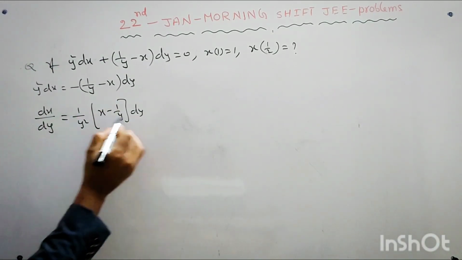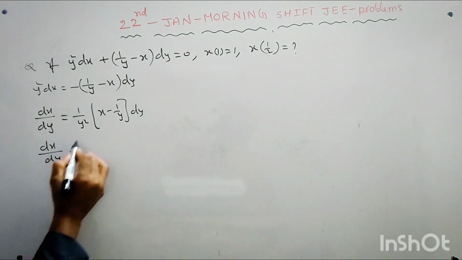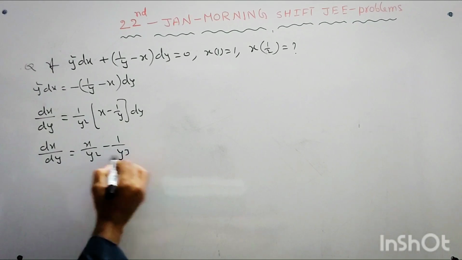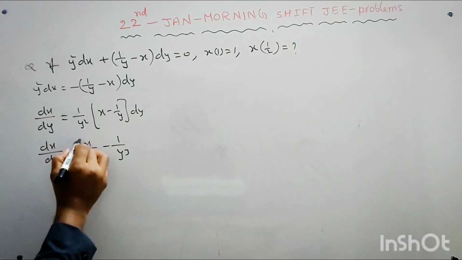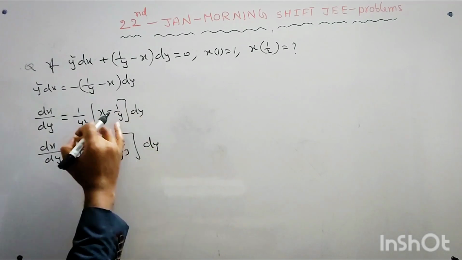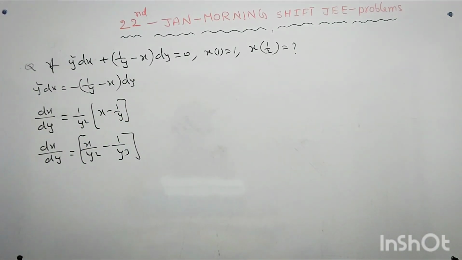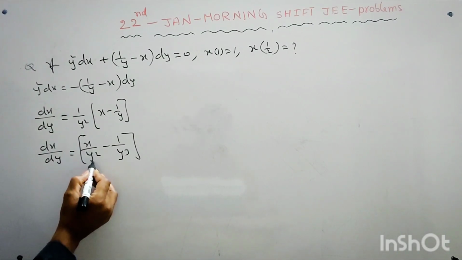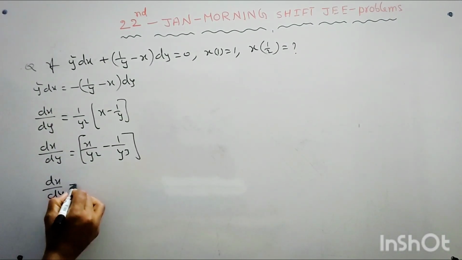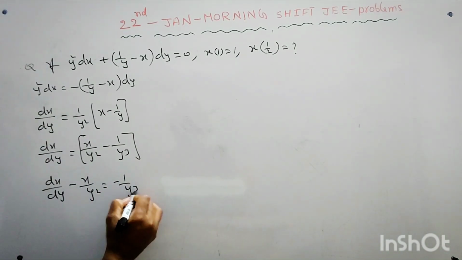Then multiply 1 by y square inside of the bracket, so that you will get dx by dy. This is x by y square minus 1 by y cube, this is here whole dy. Here dy is already gone on this side. Then bring this value to this side, that means dx by dy minus x by y square is equal to minus 1 by y cube.